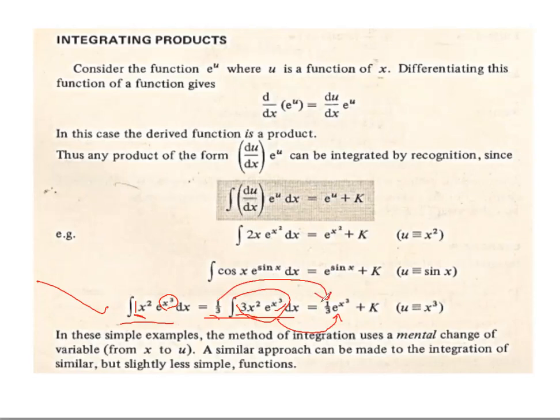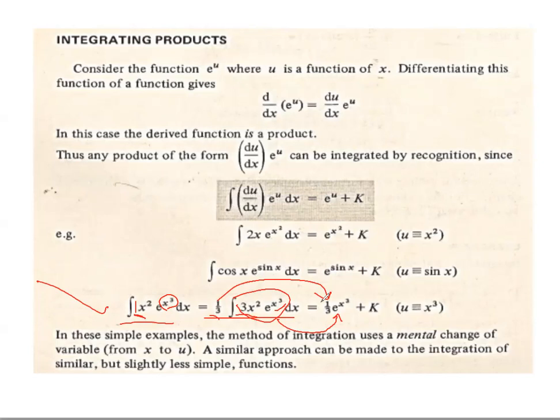And you can quickly, by sight, differentiate that, right? And if you differentiate 1/3 e to the x cubed, you will see that you do have x squared e to the x cubed. Right? You can do that and see that it's true. You think you're following that?